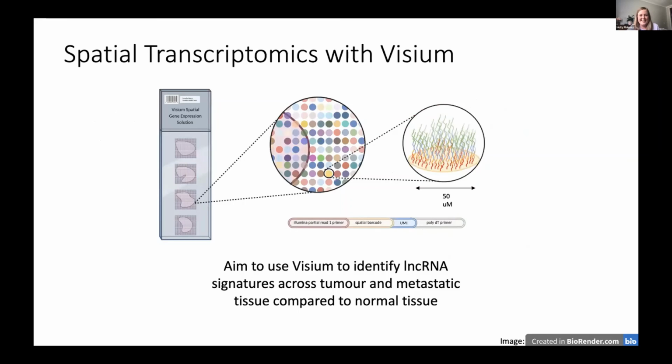Ivone has covered this in detail, so I won't go into further detail, but basically my aim is to use Visium to identify lincRNA signatures across tumor and metastatic tissue, compare that to normal tissue, and identify biomarkers for metastatic colorectal cancer.